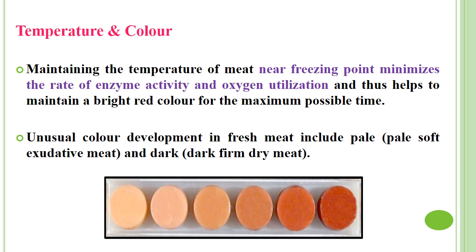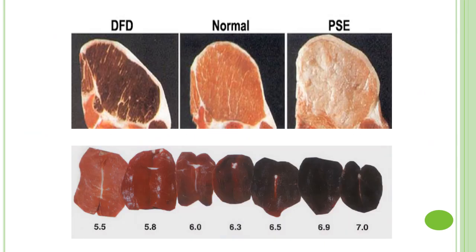Usual color development in fresh meat include pale, that is the pale soft exudative condition, that's an abnormal condition, and another is dark firm dry meat. These two we have already discussed in an earlier lecture also. So this happens due to the improper anaerobic glycolysis, which I have mentioned in the post-mortem pH decline. Here we can see the color changes. At the middle it is normal, at the left it is DFD, and at the right it is PSE.